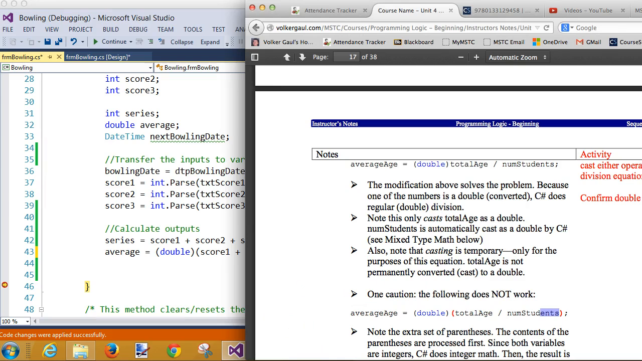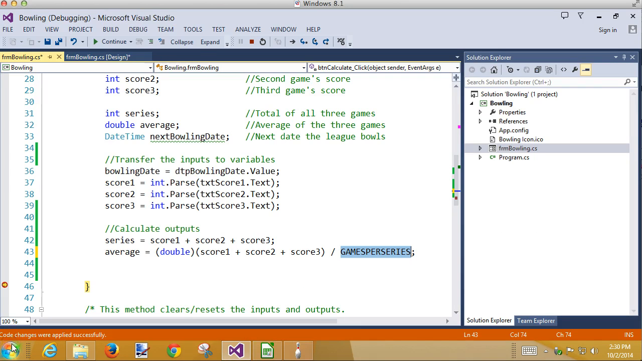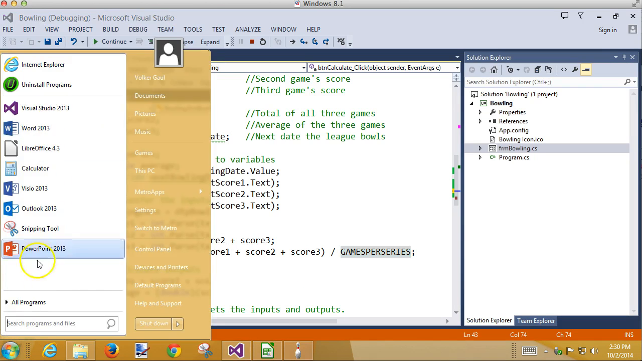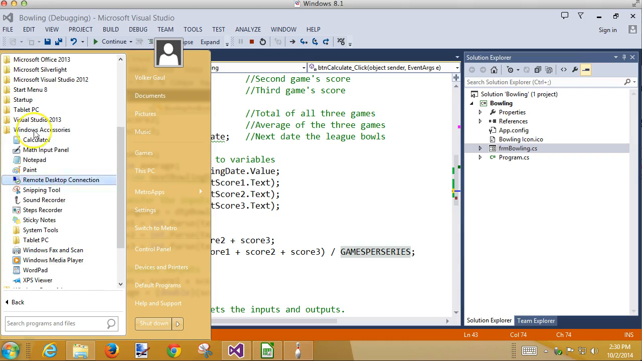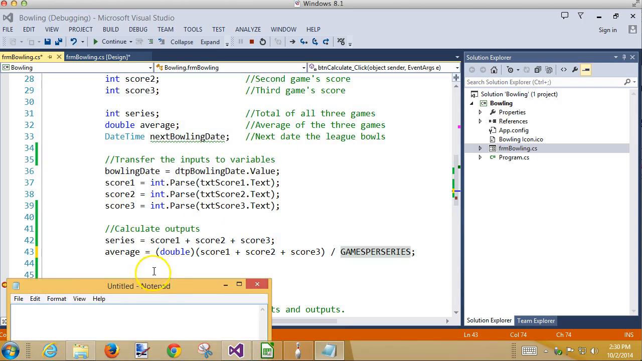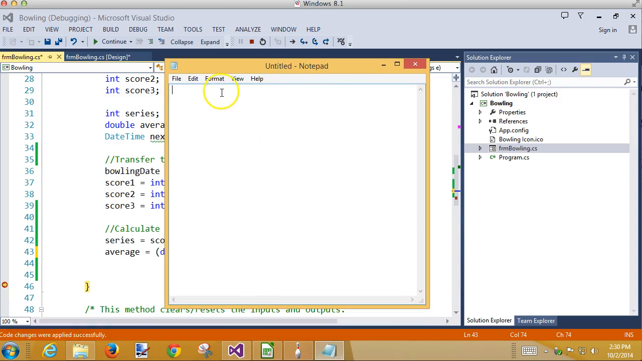Let me see if I can work one up here for you. Put it on the screen instead of on the board. Accessories, Notepad. Okay, the font looks like it's probably big enough. I'll make it bigger.